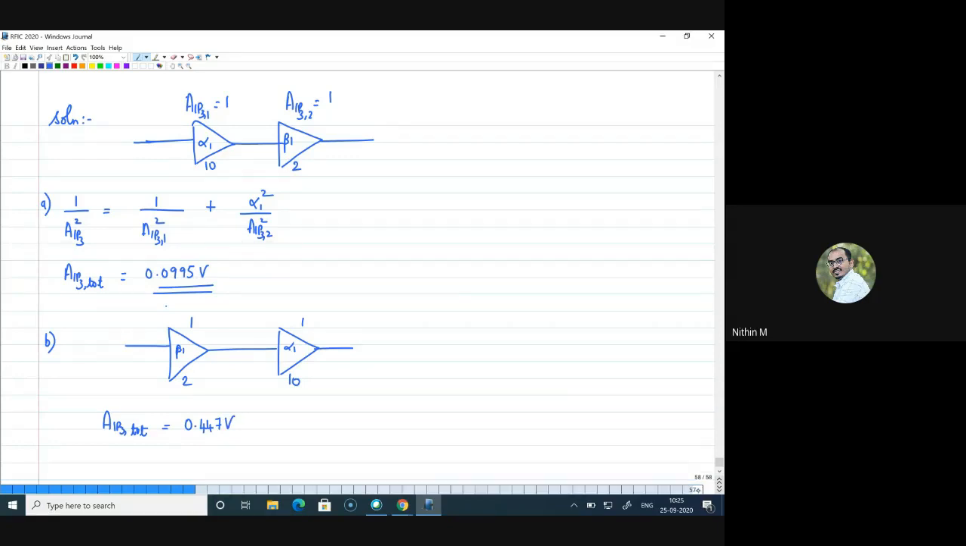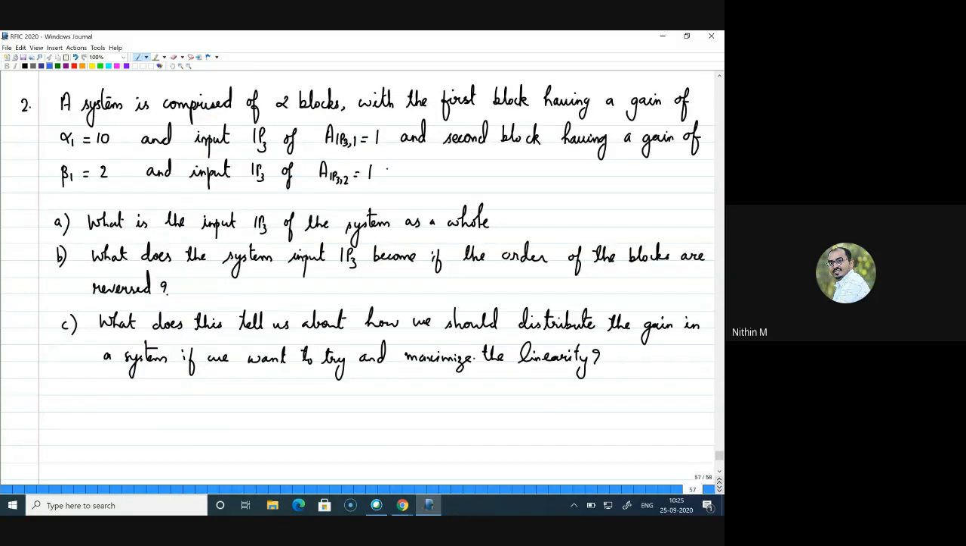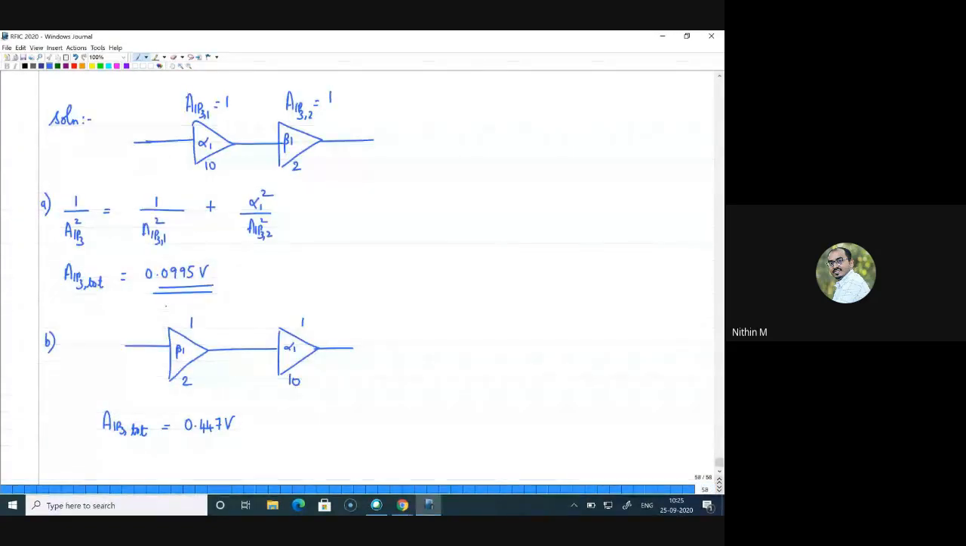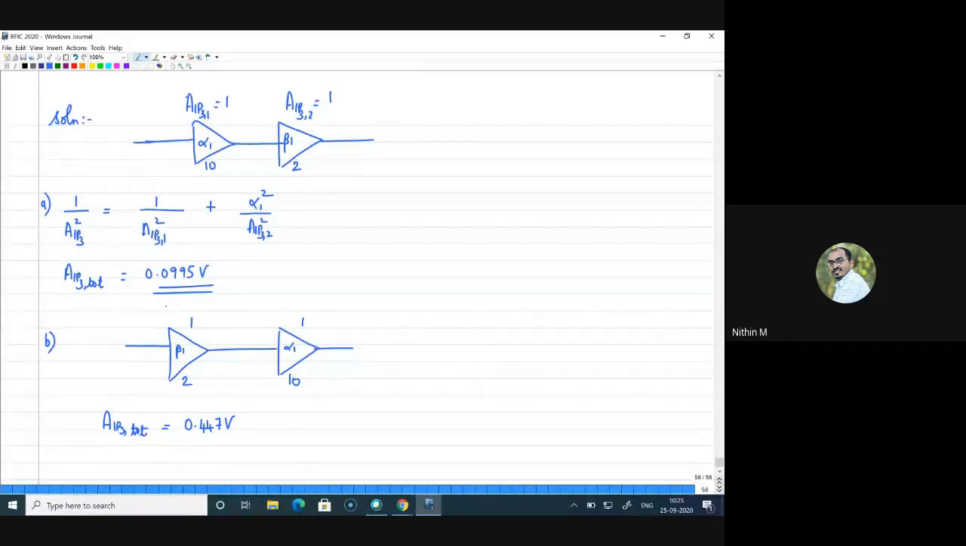Now, what is the third question? The third question is, what does this tell us about how we should distribute the gain in a system if we want to try and maximize linearity? By looking at these two cases, in the first case the first stage had a large gain. In the second case, the second stage had a large gain, right? By looking at the AIP3 value, definitely AIP3 value is telling you about the linearity of the system. So looking at the values, how should we distribute the gain to maximize linearity? Can I get any answers in the chat box?